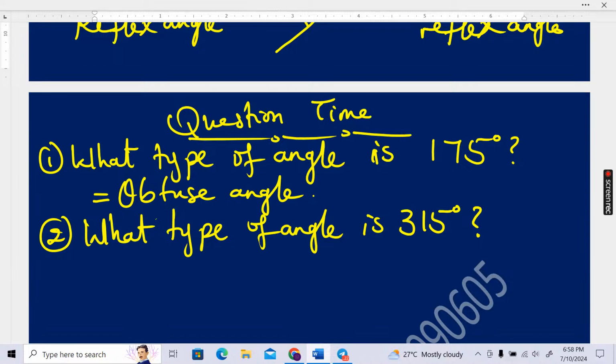That's fantastic. So the correct answer is reflex angle. 315 degrees is a reflex angle. A reflex angle is an angle that is greater than 180 degrees but less than 360 degrees.